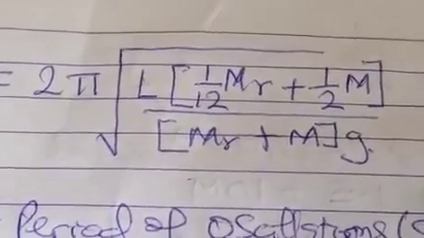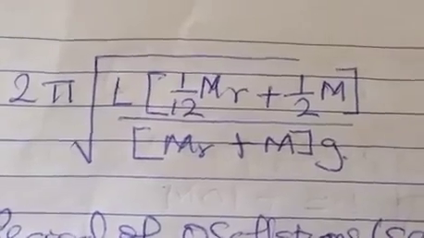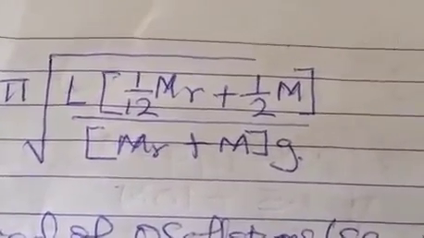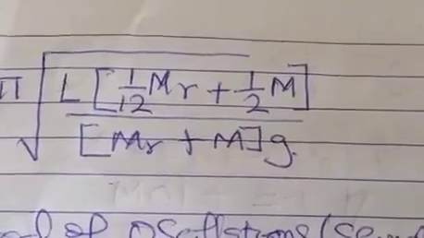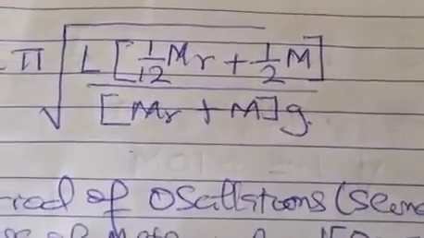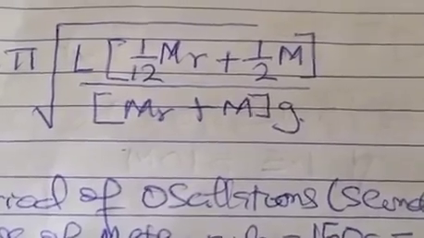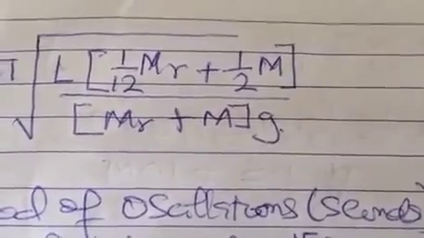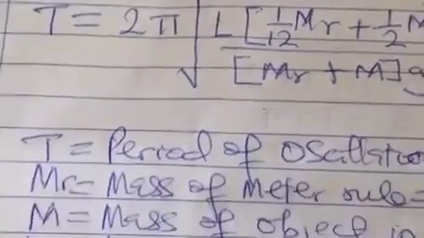So T equals 2 pi square root of L, the length of the meter rule, times 1 over 12 multiplying MR. MR is the mass of the meter rule. That R stands for rule. Plus half M. That M is the mass, the different masses we are hanging at the center of the meter rule, 30 gram, 40 gram, 50 gram, as the case may be, all over MR plus M. The MR is also the mass of the meter rule, where the M is the mass we are hanging in each case or in each experiment, multiplied by g. That g is acceleration due to gravity. So this is the formula we need.